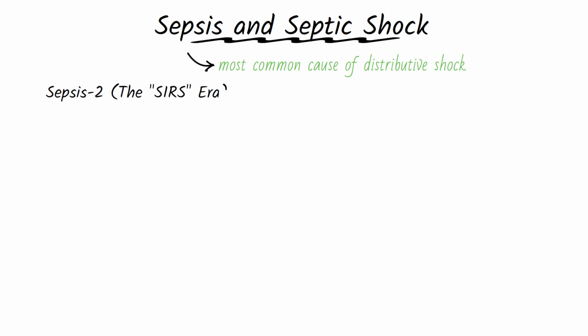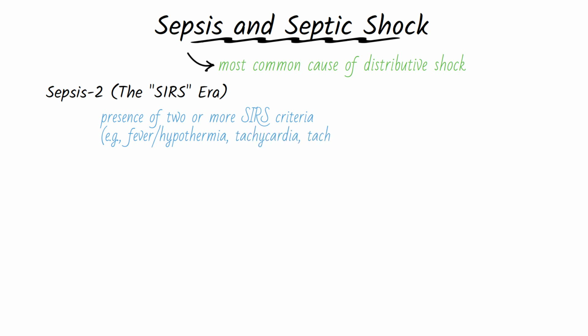This old definition relied on the presence of 2 or more systemic inflammatory response syndrome criteria, that is, fever or hypothermia, tachycardia, tachypnea, and a high or low white blood cell count, combined with a suspected infection. The major limitation was that such criteria are very non-specific and can be seen in many non-infectious conditions.